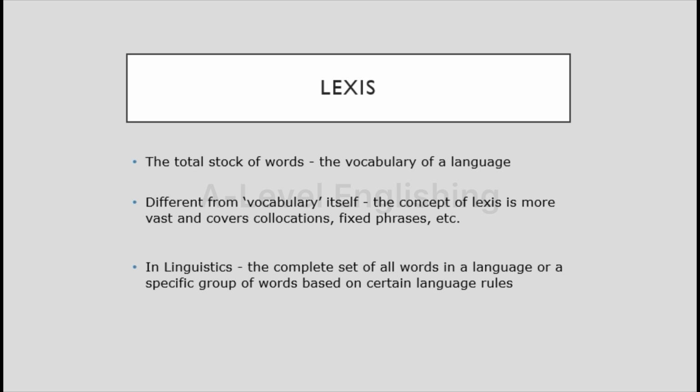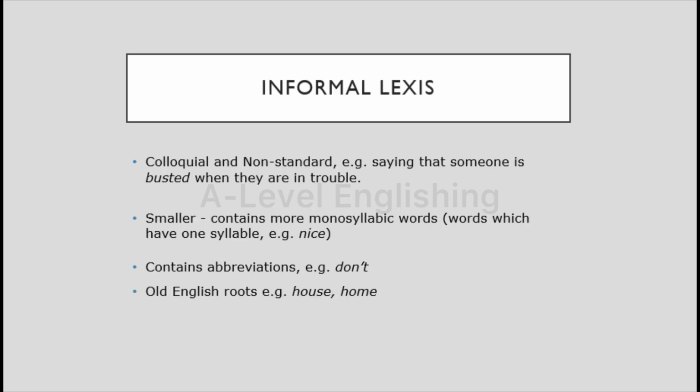Now, in linguistics, lexis is properly defined as the complete set of all words in a language, or a specific group of words based on certain language rules. Now we're done with lexis, and now I can tell you that lexis can also be divided into two different segments, informal lexis and formal lexis. Let's head on to the first, which is informal lexis.